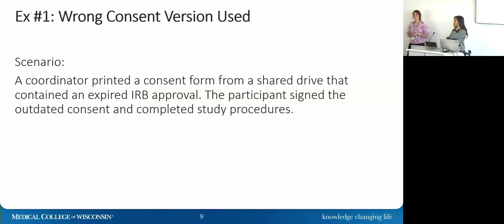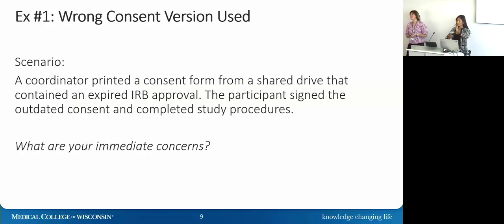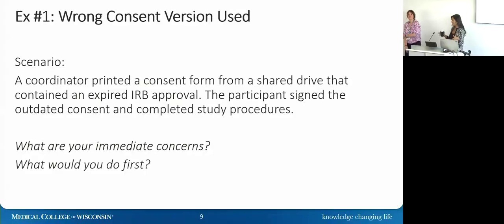All right, so here's your scenario. A coordinator printed a consent form from a shared drive that contained an expired IRB approval. The participant signed that outdated consent and completed study procedures. So we know that we need to do our workflow. We need to stop and think about what our immediate concerns are and what you would do first. So it's that stop, assess, and act. So what do you think you would do?